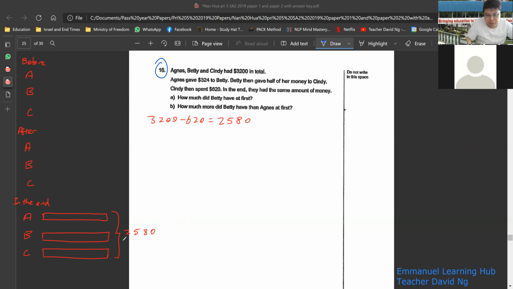So 2580 is the total amount, and all of them had the same amount of money. So you can use 2580 divided by 3 to find out how much 1 unit is. You write here 2580 divided by 3 equals 860. So each one is 860. This one is already drawn. Then you analyze: before, they had 860 each.